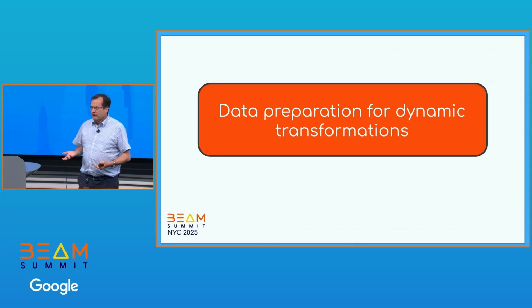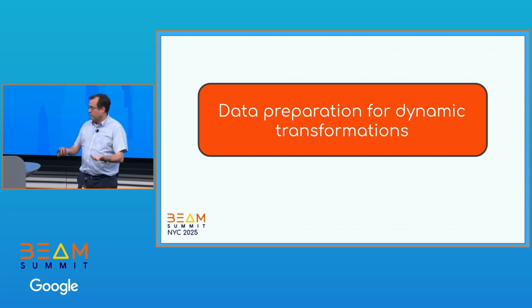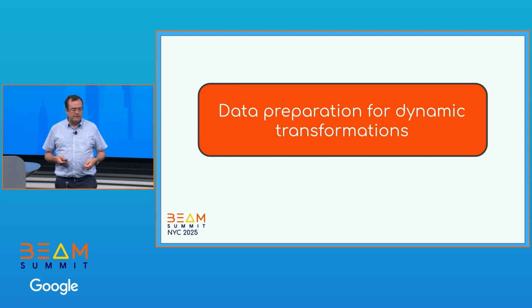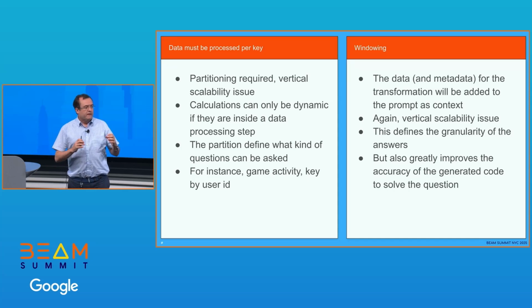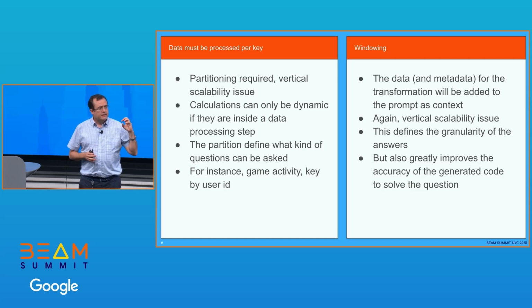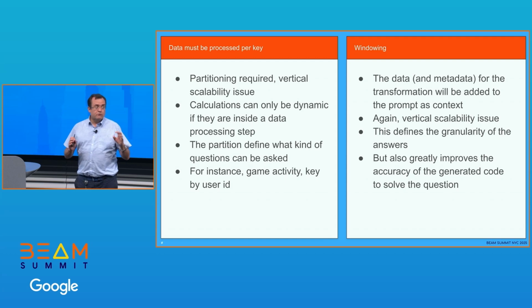So how can we make a transformation that is dynamic if we need to fulfill this requirement? Well, if we prepare the data in specific ways, we can actually take code as the output of an LLM and run it in our pipeline. So let's talk about this condition, about data preparation for dynamic transformations. The first thing that we need to do is remember that our data needs to be processed per key. And we also need to apply a window.